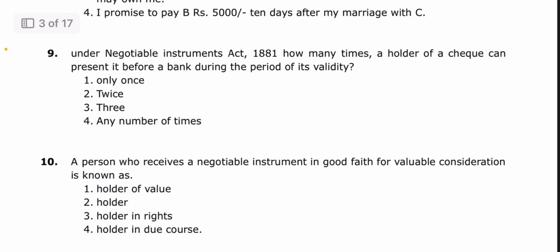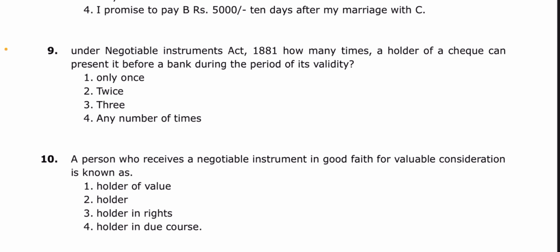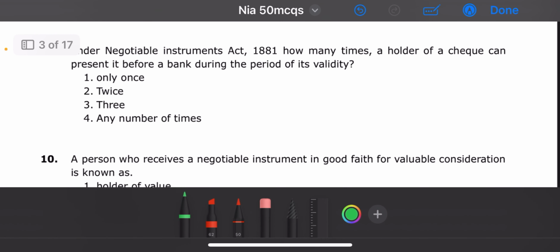Next question, under the Negotiable Instruments Act 1881, how many times can a holder of a check present it before a bank during the period of its validity? The options are: only once, twice, thrice or any number of times. The correct answer is fourth, any number of times.